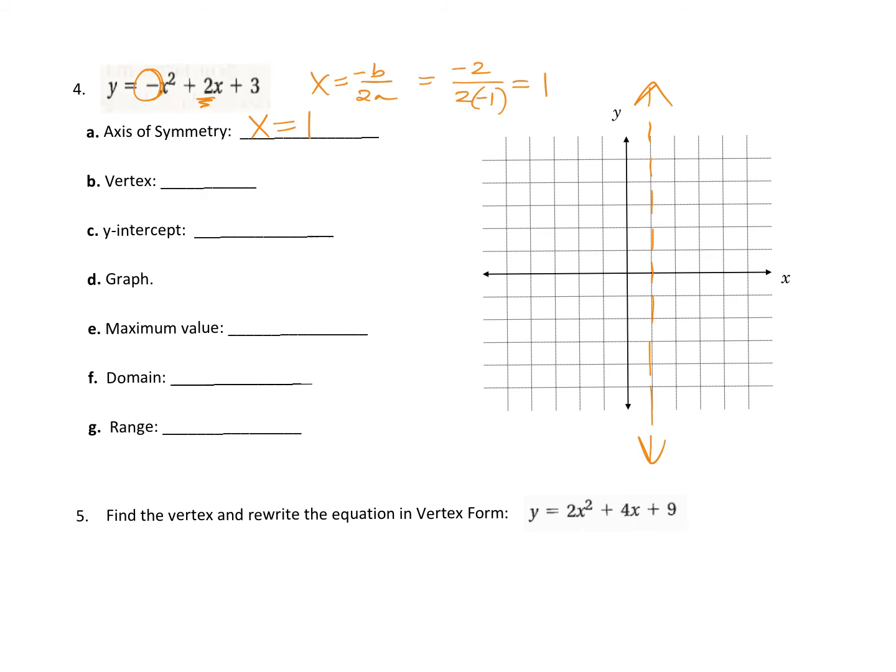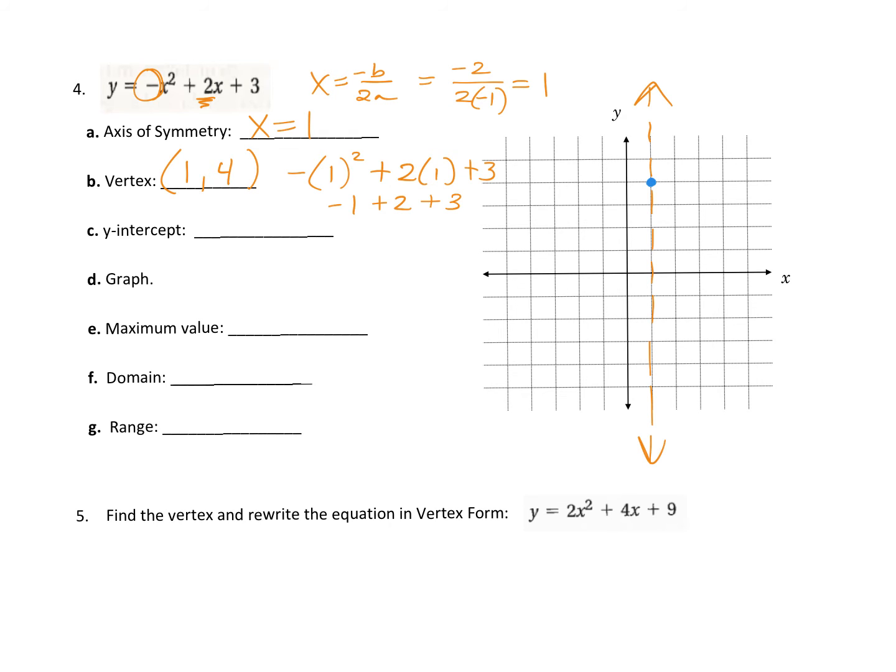That looks like that. Your vertex then is 1, something. We're going to plug a 1 in, so it's the opposite. Be careful here. The 1 is not a -1 in parentheses. The negative is outside there. So the opposite of 1 squared plus 2 times 1 plus 3, you get -1 plus 2 plus 3. So that's going to be 4. So your vertex, 1, 4, is right there.